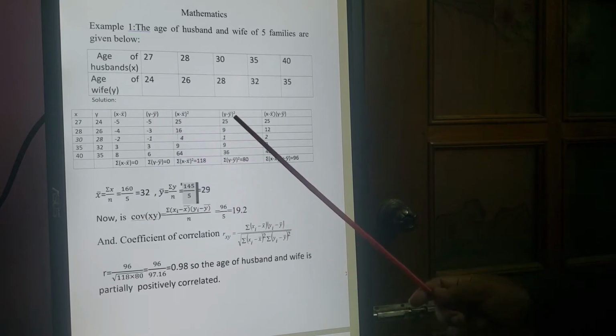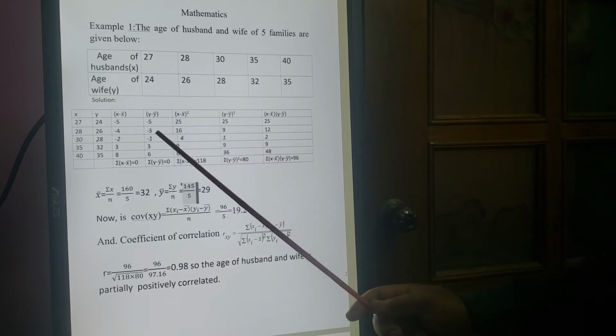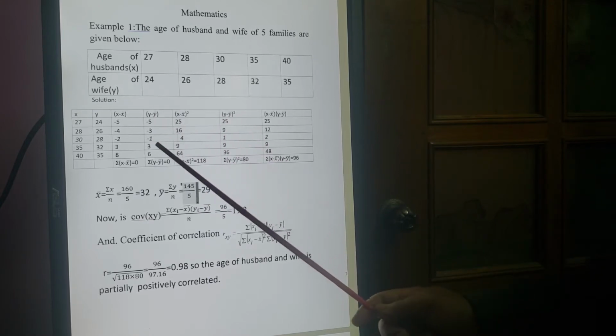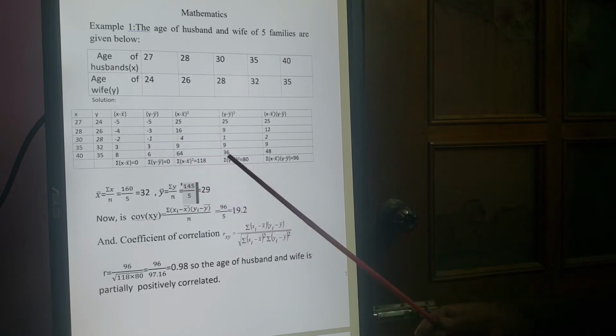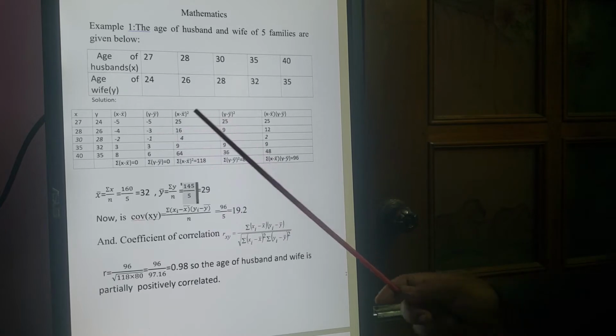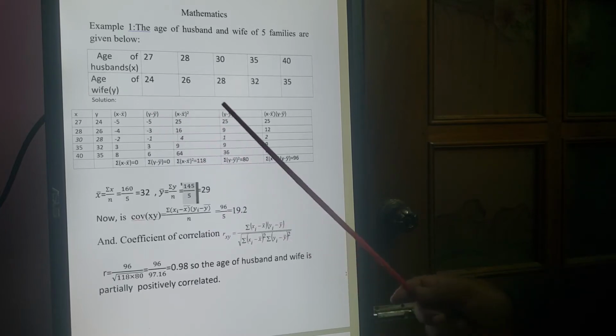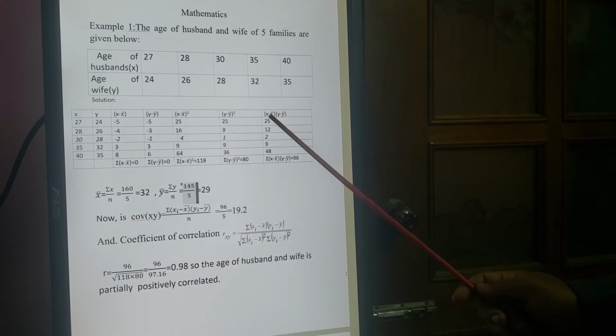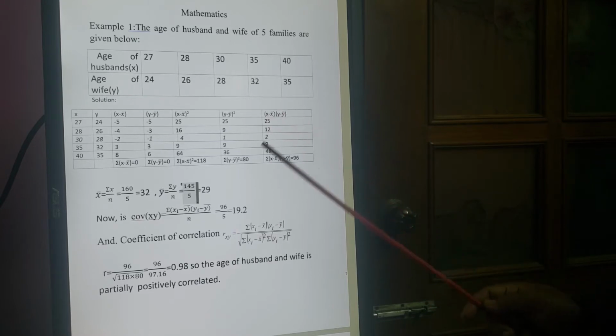5 square is 25, 3 square is 9, 1 square is 1, 3 square is 9, 6 square is 36. Here minus into minus is plus, so minus 5 into minus 5 is plus 25. Now x minus x bar and y minus y bar are given here.